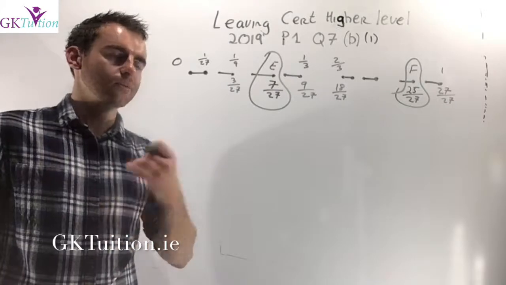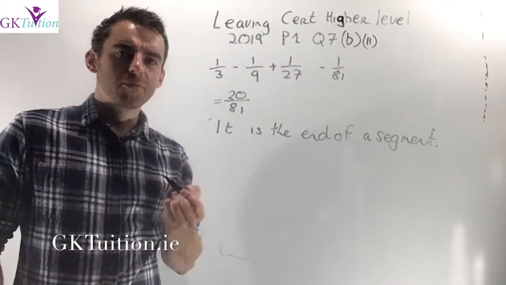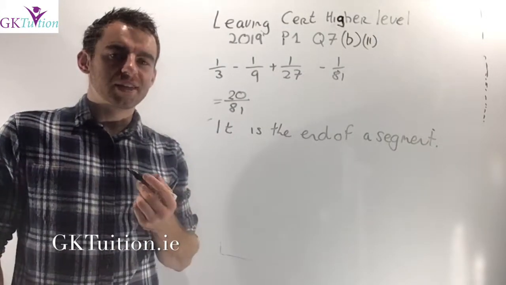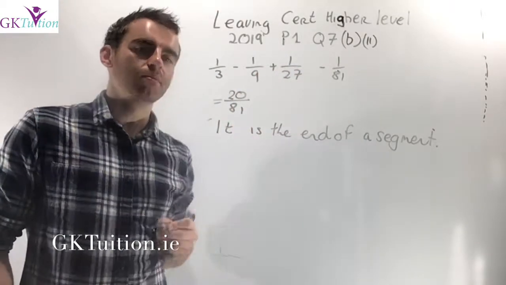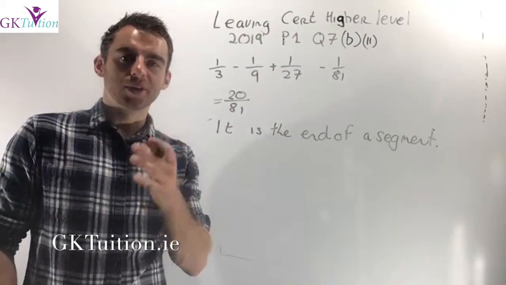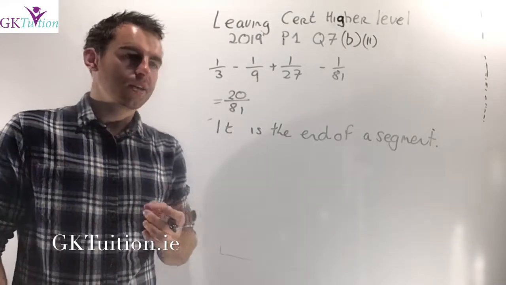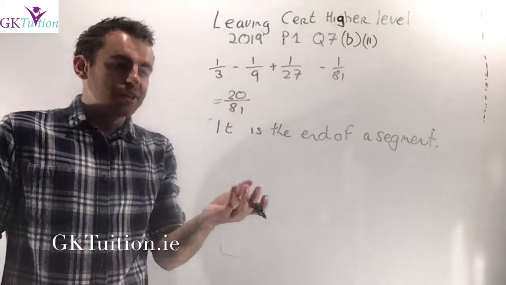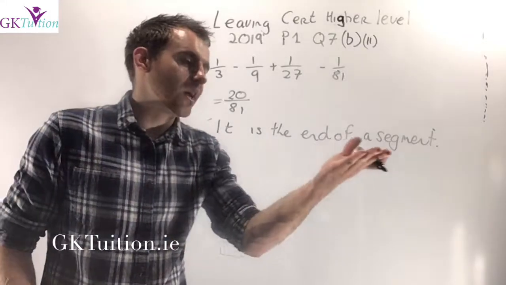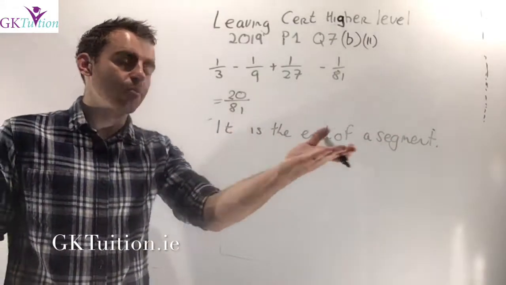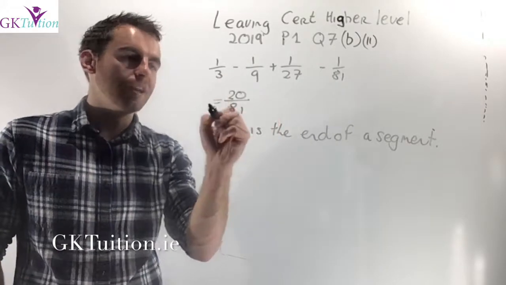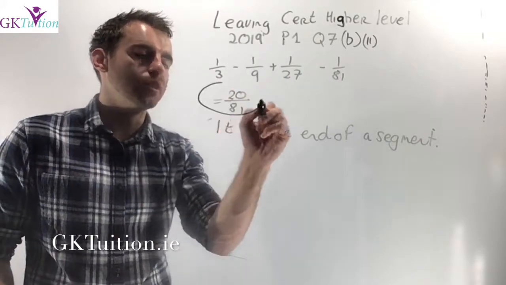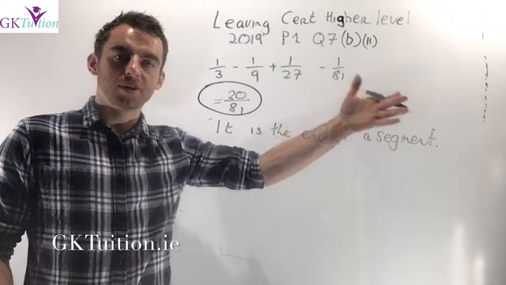So let's move on to B part 2. It says give a reason why 1/3 minus 1/9 plus 1 over 27 minus 1 over 81 is a point in the Cantor set. All you actually had to mention was that it is the endpoint of a segment. And I think it's very important you add them all together and you get a value. So if you add them together, that means you're 20 over 81 of the way across your line.